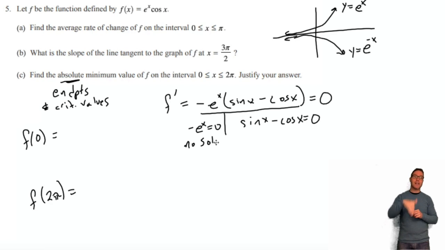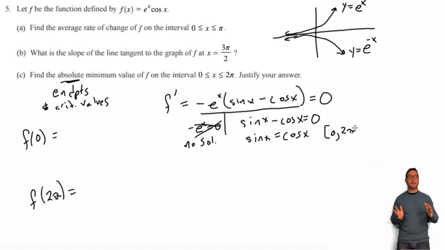Okay, negative e to the x reflects over the x-axis. E to the negative x would reflect over the y-axis. But there's no solution either way. E to the x, negative e to the x, they never equal 0. Just look at the graph. They asymptotically approach it. Now, sine of x minus cosine of x equaling 0 is the same as sine of x equaling cosine x. So where does sine equal cosine, right?